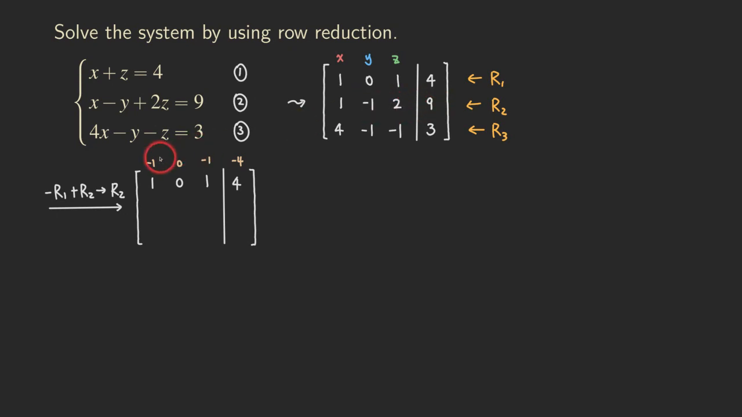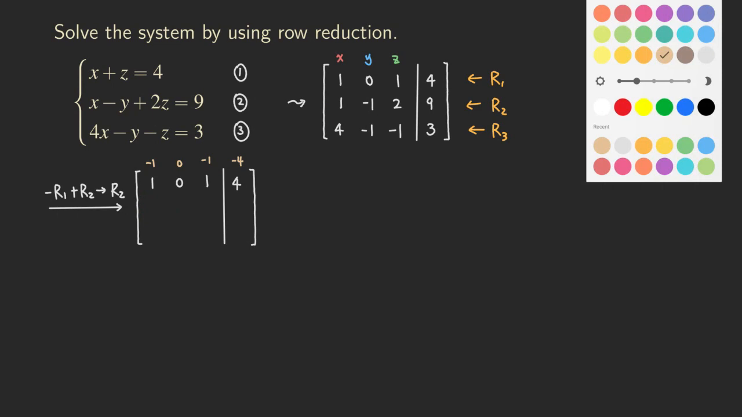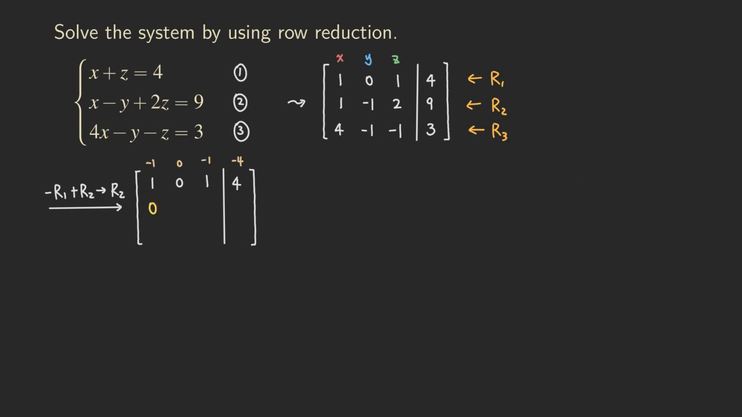So -1 plus 1, we will get 0. Right here we get 0. And then 0 plus -1, we still just get -1. And then -1 plus 2, we'll get +1. And then -4 plus 9, we'll get +5, right? This is okay. That's how we are going to do that.